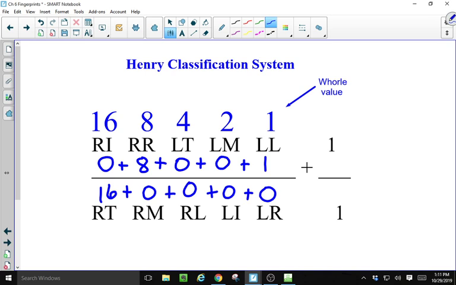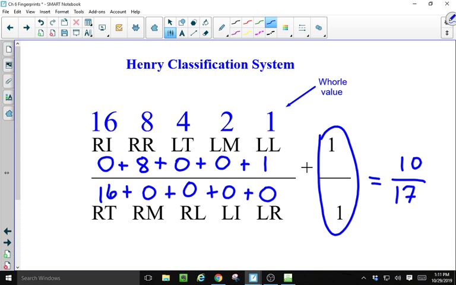Now I add it up. 8 plus 1. Don't forget about this one. Everybody forgets about adding that; it's the biggest mistake on the test, forgetting that last piece. 8 plus 1 is 9, plus 1 is 10. 16 plus 1 is 17. Even if this were 16, I notice 1 over 1, I didn't reduce it to 1. You leave it as whatever fraction you get. So my Henry ID with these 3 whorls would be 10 over 17.